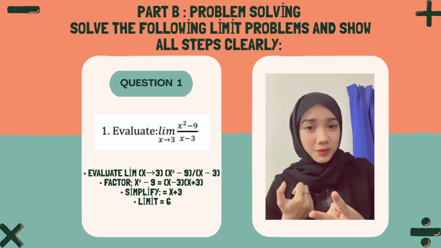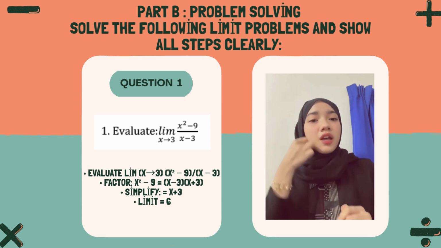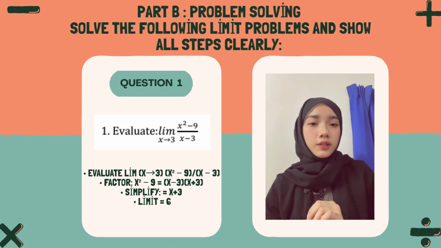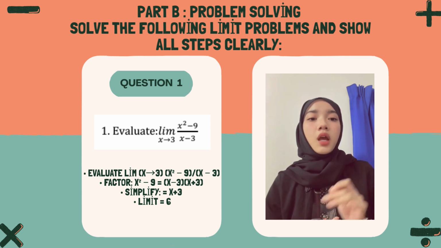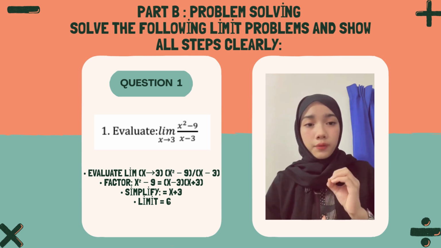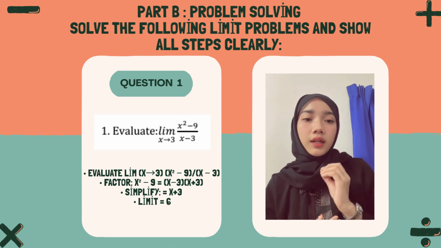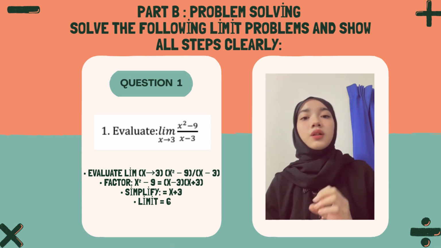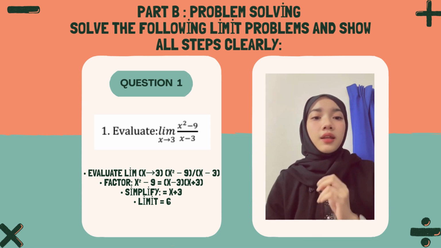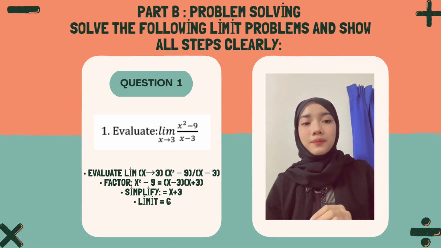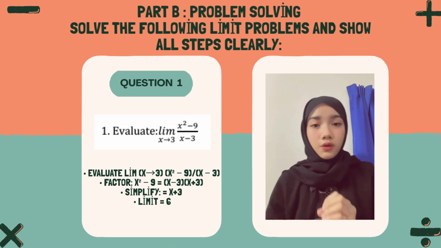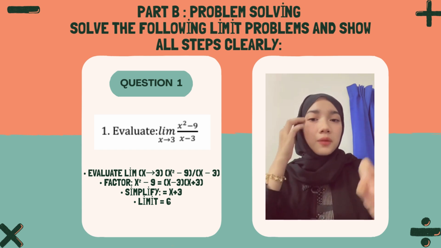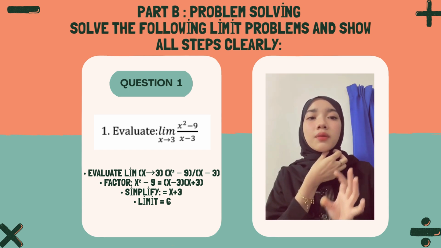Step 2 is to identify the issue. If we directly substitute x equals 3, the numerator becomes 3 squared minus 9, which equals 0, and the denominator becomes 3 minus 3, which equals 0. This gives an indeterminate form, 0 over 0. So, we cannot substitute directly.